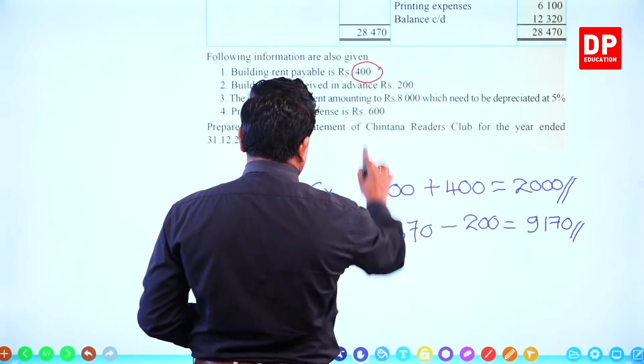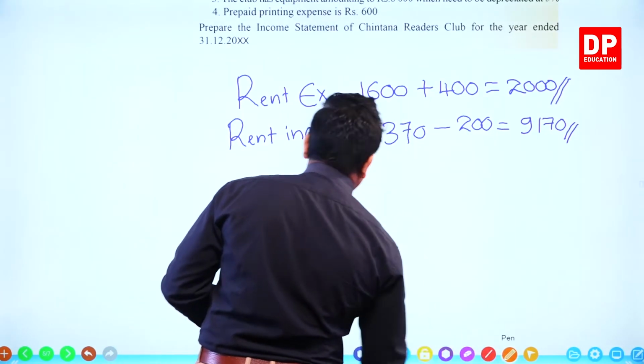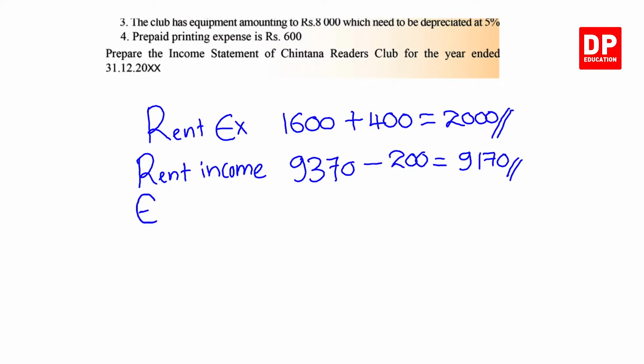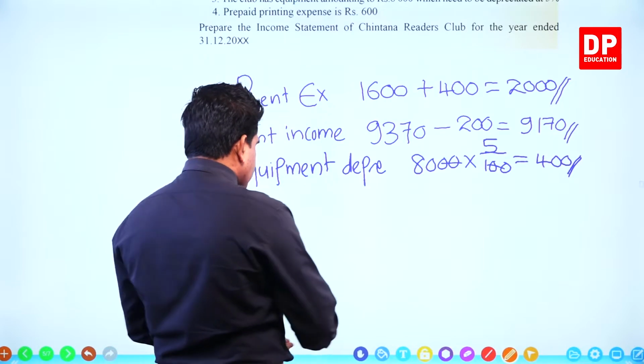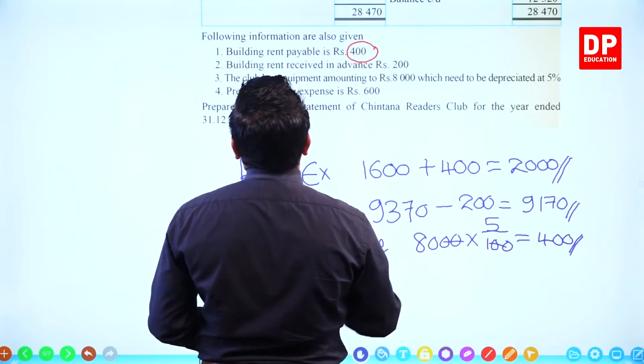Then 8,000 into 5%. Equipment depreciation. 8,000 into 5%. How much? 400. It's an expense. What is this? Equipment depreciation. Next one.